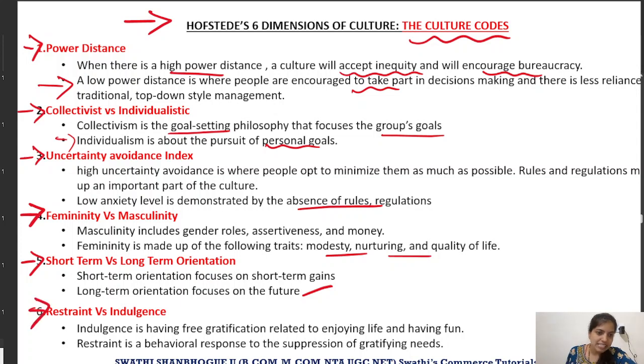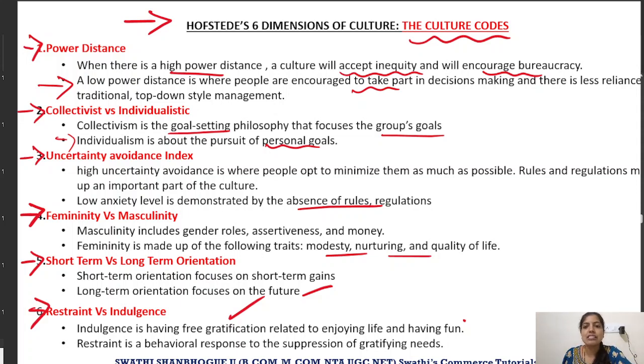And the last cultural code is restraint versus indulgence. Indulgence is where there is free gratification, where all the employees in the organization are enjoying their work and having fun while doing it. The environment encourages them to live in such a free atmosphere, whereas restraint is where the behavior or response of employees is restricted and suppressed, and then they cannot come out with their best possible outcomes, and that is why their efficiency also reduces.